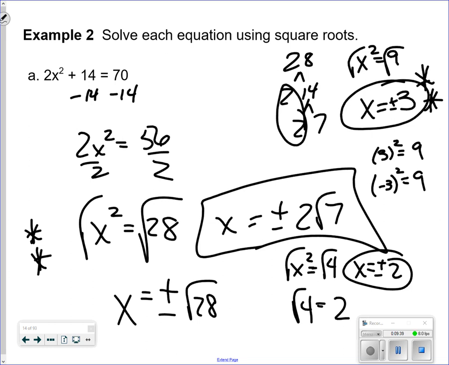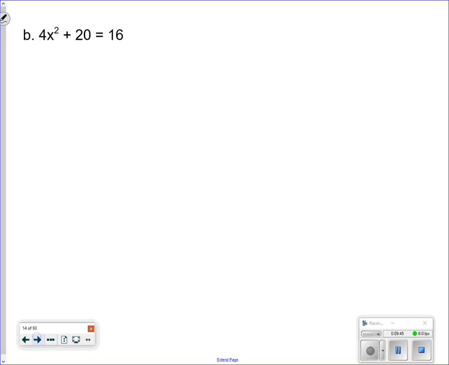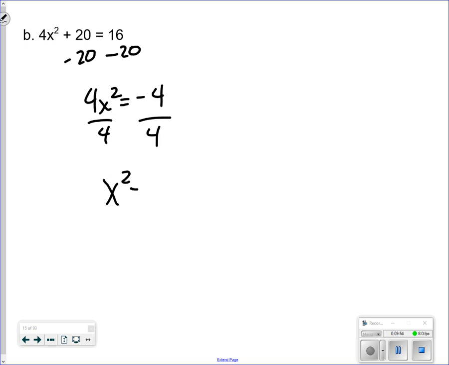So please, hopefully you'll understand the difference between when I should do the plus and minus and when I should not do the plus and minus. Isolate: 4x squared equals negative 4. Divide by 4. X squared equals negative 1. Take the square root of both sides.